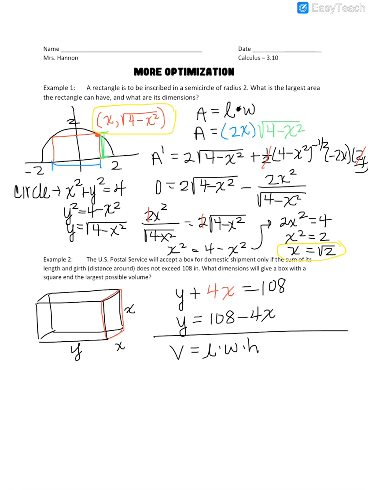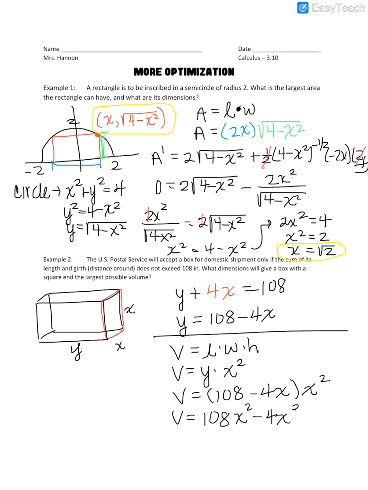So I have my length y times x, so x squared. And then I'm going to go ahead and plug in my 108 minus 4x for the y. Go ahead and distribute the x squared. Okay. Now I'm trying to maximize my volume, so I'm going to take the derivative and set it equal to 0. So this gives me 216x minus 12x squared. Set that equal to 0.